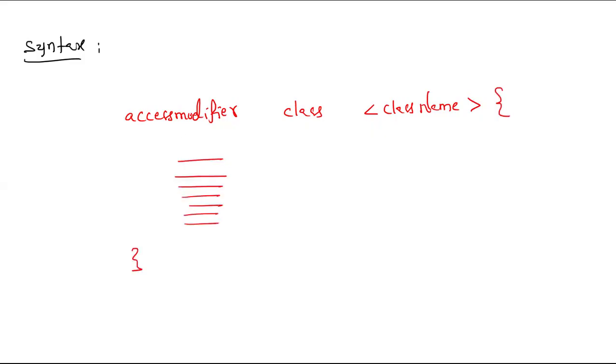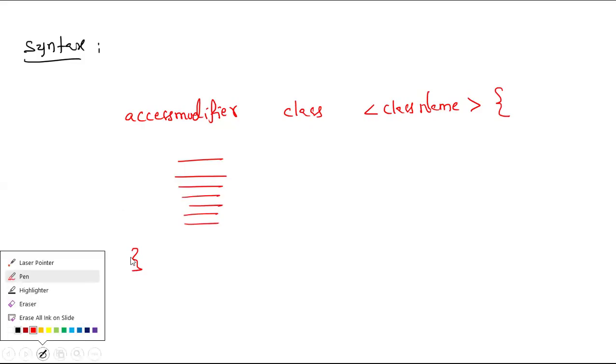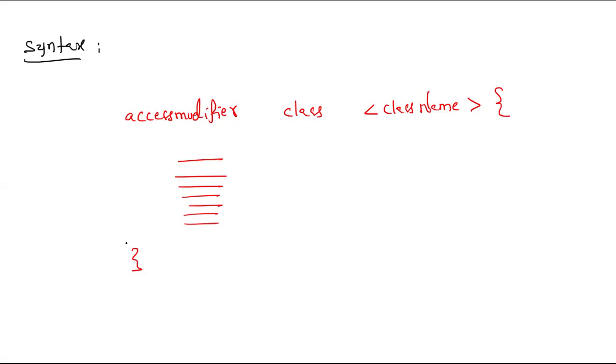This is the syntax of a Java class. Then in this syntax, is there any new thing for us? Yes, access modifier is a new word for us. What is the meaning of this? And what is allowed in place of this access modifier?